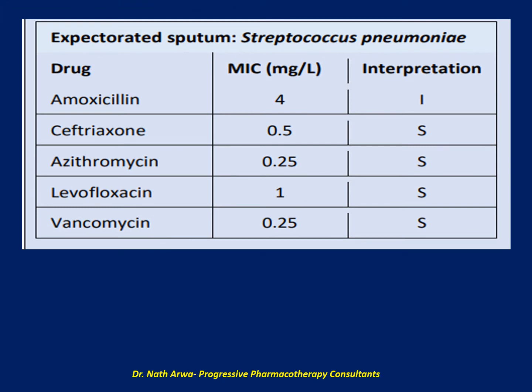So OMW's expectorated sputum grew strep pneumo, which had an MIC of 4 for amoxicillin, and it was classified intermediate. It was susceptible to ceftriaxone with an MIC of 0.5. It was susceptible to azithromycin with an MIC of 0.25. It was susceptible to levofloxacin with an MIC of 1, and it was also susceptible to vancomycin with an MIC of 0.25.